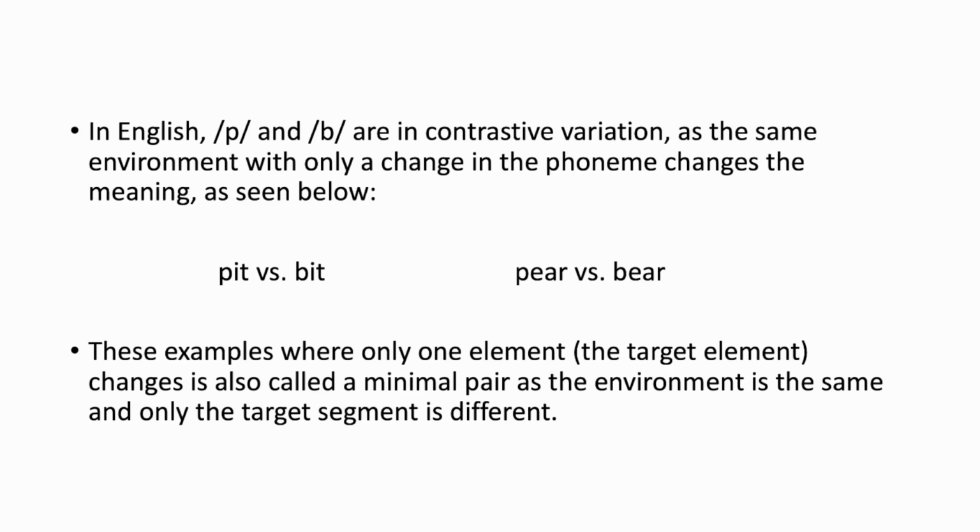So, in these examples where only one element or the target element changes, it is also called a minimal pair because the environment is the same and only the target segment is different. In this example, the target segment would be the P and the B, and everything else stays the same. The whole environment stays the same, which is why they are minimal pairs. So now that we've talked about this, let's look at some spectrograms to see how this would play visually.